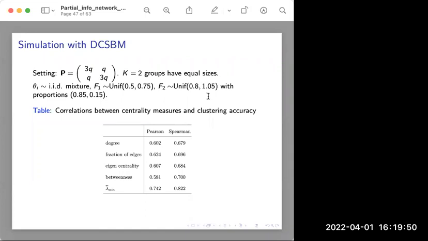What I want to compare here is how the clustering accuracy for each individual correlates with different kinds of centrality measures. I'm looking at the degree centrality, the fraction of edges, the eigenvector centrality, and the betweenness centrality, which counts the number of shortest paths through a particular node. The last row is the empirical version of lambda mean, the eigengap centrality we proposed earlier. Whether you use Pearson correlation or Spearman correlation, lambda mean has the best correlation with the clustering accuracy.